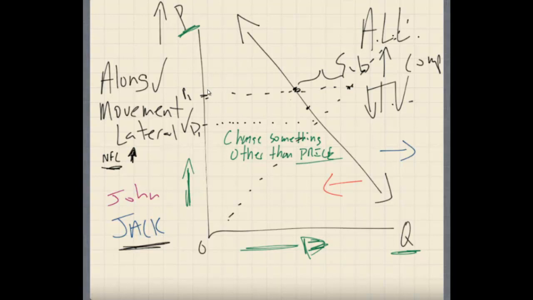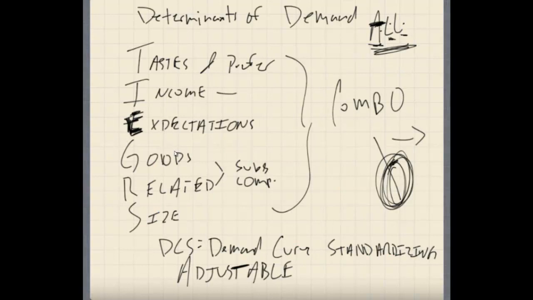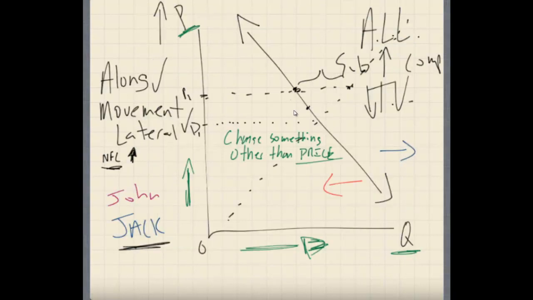Because we could take each of these items that we've got right here: tastes, income, expectations, related goods, and size of the market, or a combination, or anything outside of that. There are thousands of different variables, and we could plot them all on our graph. But to make it easier, we just include price and quantity, just two variables on a Y and an X. We could add a Z that would come right out at you, but to make it easier, we clean it up and just compare price and quantity.